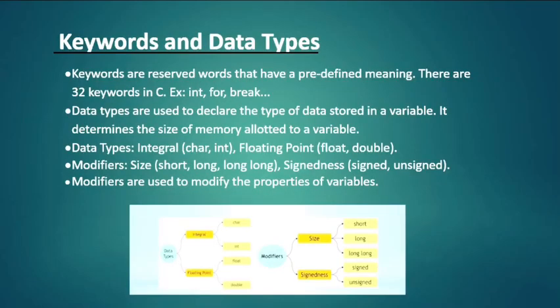Keywords and data types in C. Keywords are the reserved words that have predefined meaning. There are 32 keywords in C. For example, int, for, break. Data types are used to declare the type of data stored in a variable. It determines the size of the memory allotted to a variable. The main data types are integral and floating point. Modifiers. Modifiers are used to modify the properties of a variable.